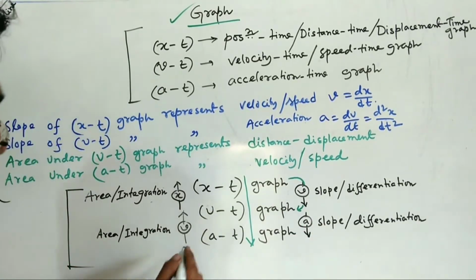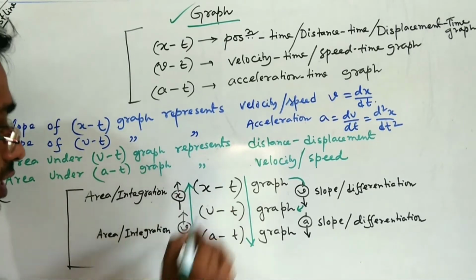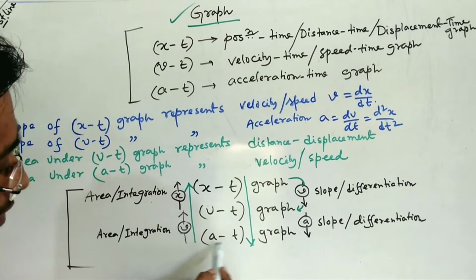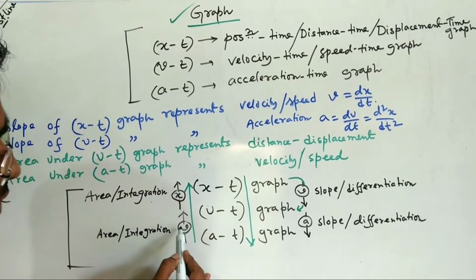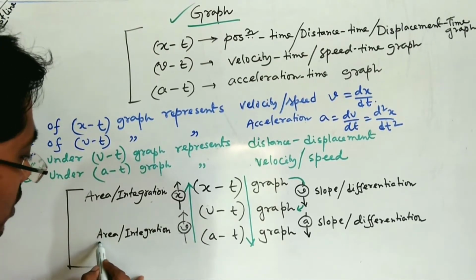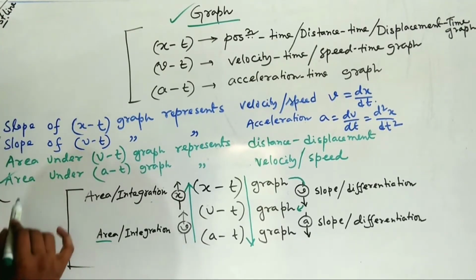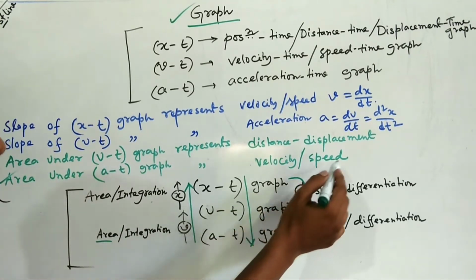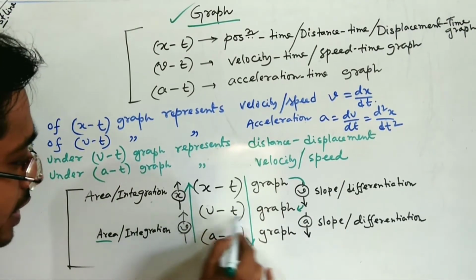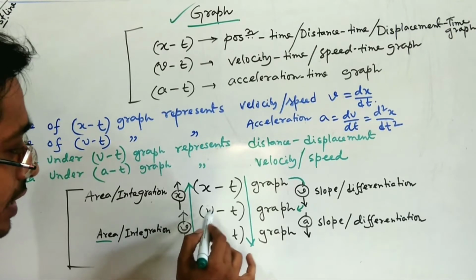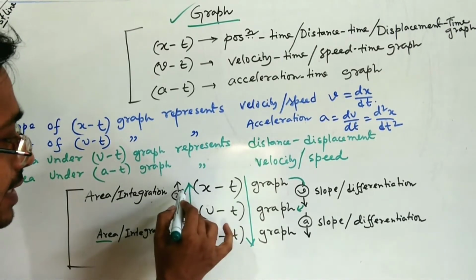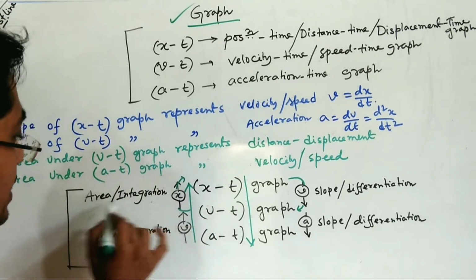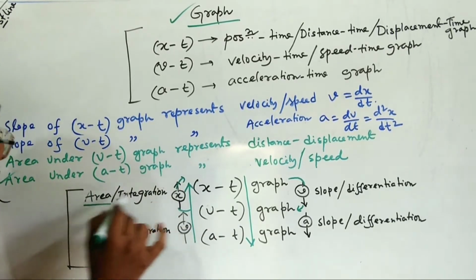And here you can notice, if you want to find velocity from the at graph, suppose the at graph is given, then you have to find the area under the curve. The area under the at curve will give you velocity, speed. Suppose the vt graph is given to you, then from the vt graph you can find the distance and displacement by finding the area or integration.